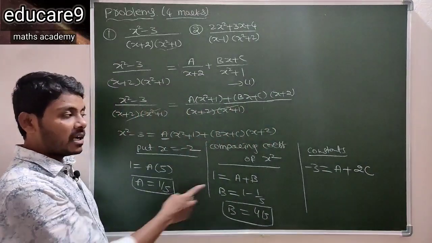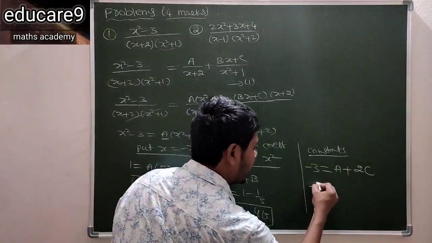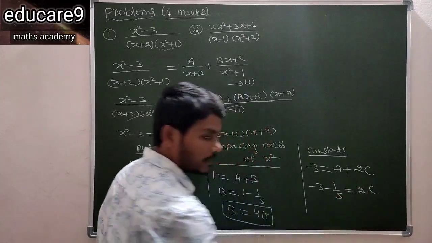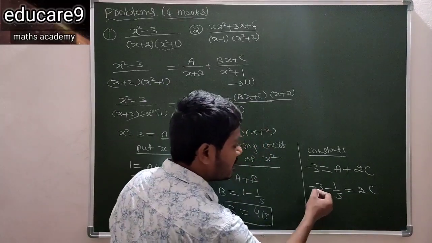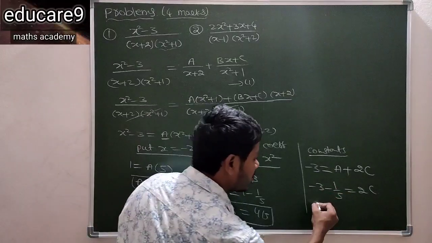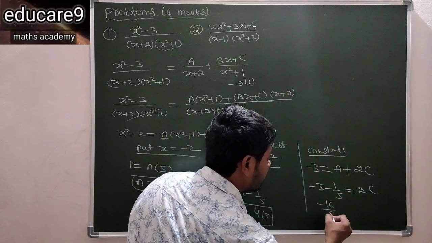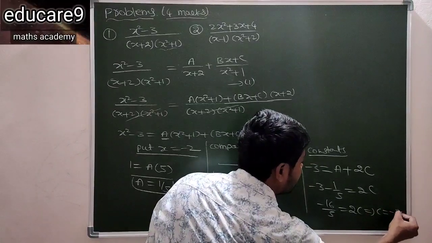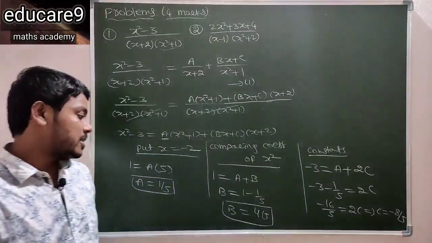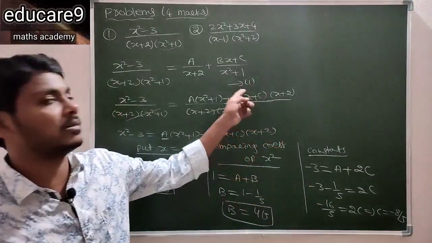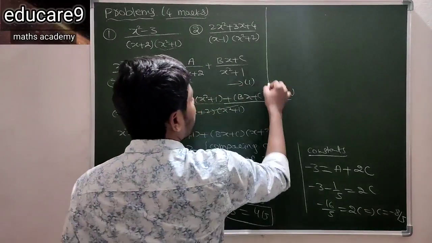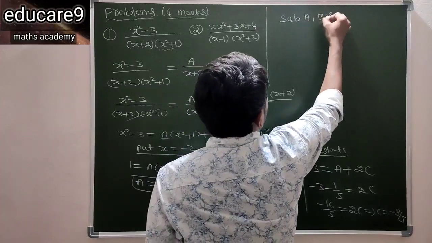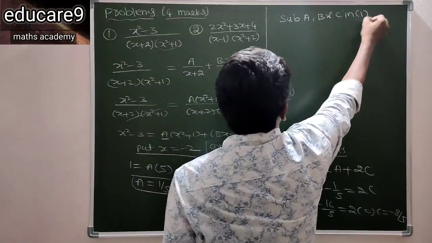So substitute a value. So what you get? Minus 3 minus 1 by 5 is equal to 2c. Now this is 15 minus 1. So minus 16 by 5 is equal to 2c. Therefore c is equal to minus 8 by 5. Now substitute a, b, c in equation 1.